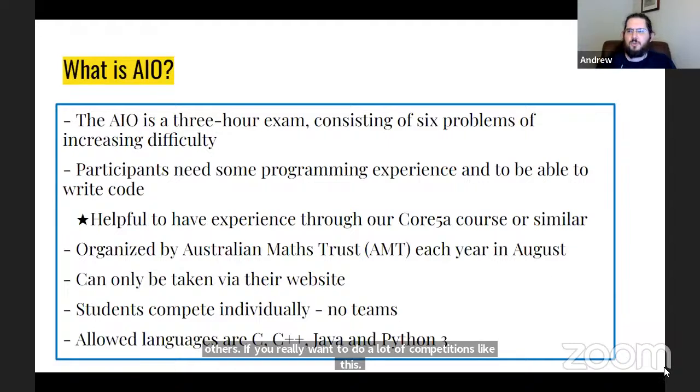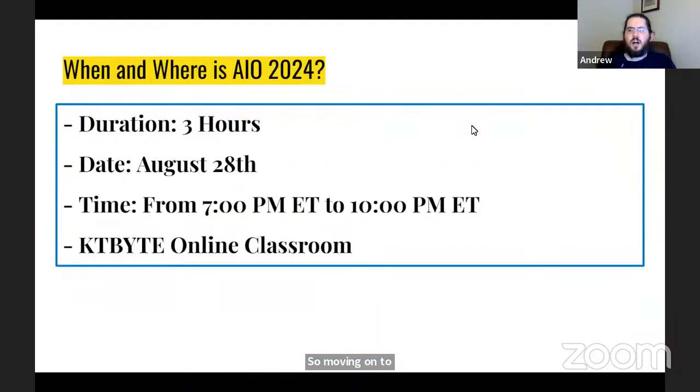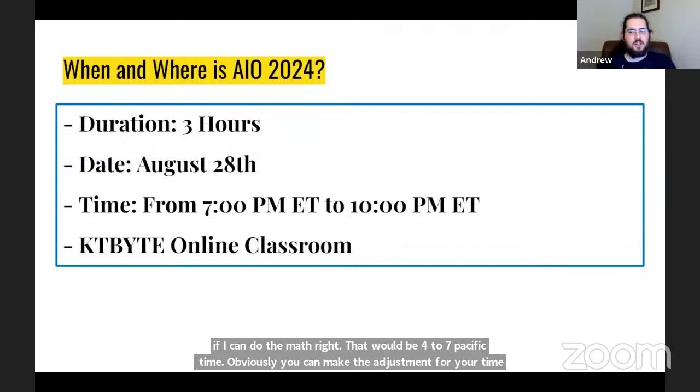Moving on to the information about the event itself. This is a single event per year. Unfortunately, we wish it was offered more, but it's once per year. So the 2024 event will be August 28th from 7 to 10 Eastern time. And if I can do the math right, that would be 4 to 7 Pacific time. Obviously, you can make the adjustment for your time zone. And it'll be done in our KTBYTE online classroom.